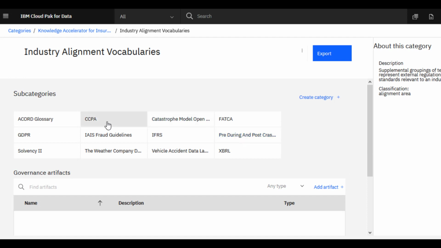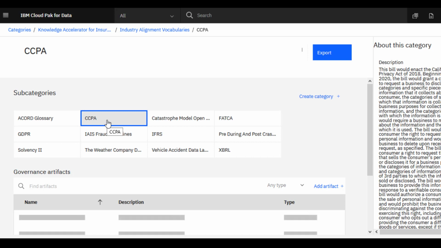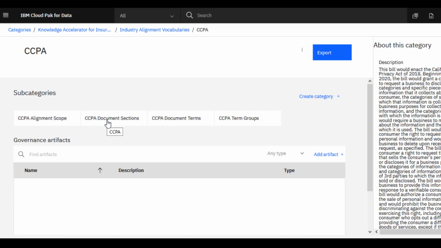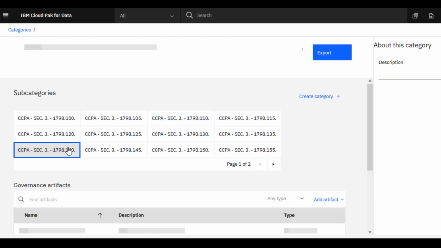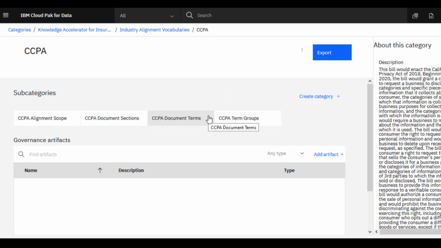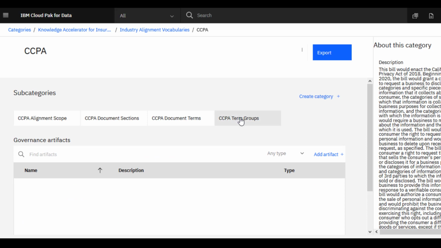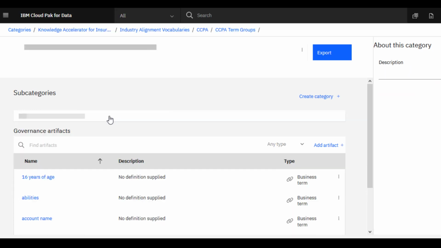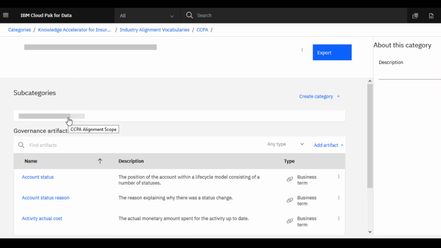Finally, we'll walk through the industry alignment vocabularies category, which contains a number of different industry alignment areas. For example, the California Consumer Privacy Act, or CCPA, which contains both the structure of the regulation in the document sections, the terms or phrases found in the document known as document terms, and the groupings of document terms around the main themes of regulation, such as personal data in the term groups section. Each industry alignment can have a different structure and is dependent on that particular requirement.